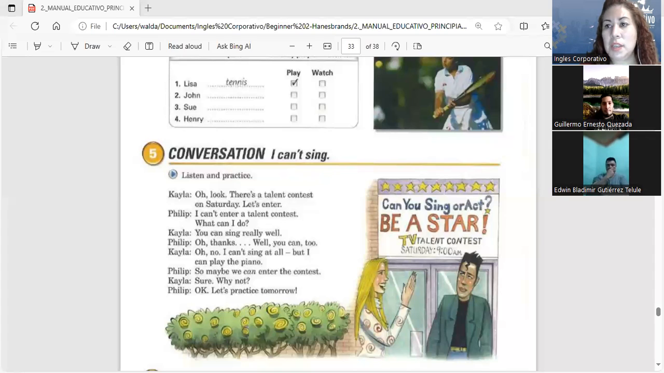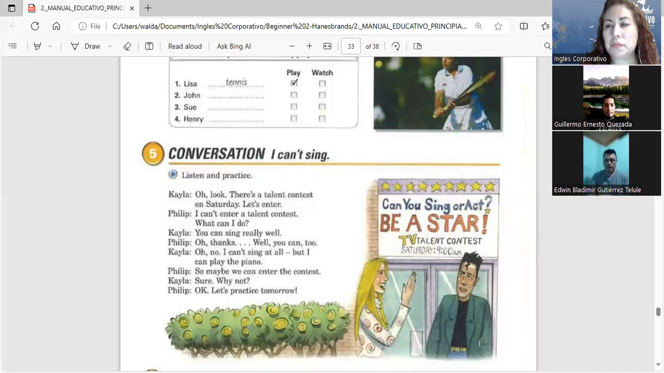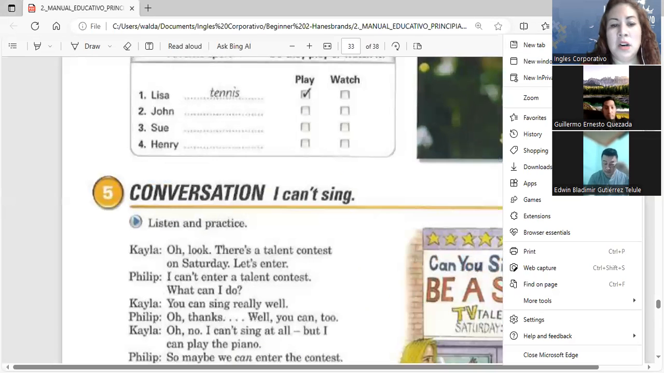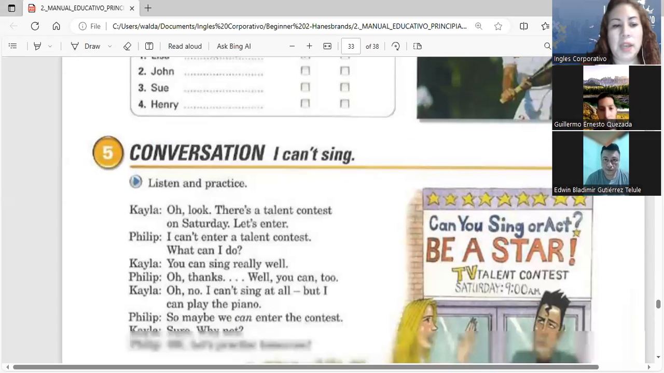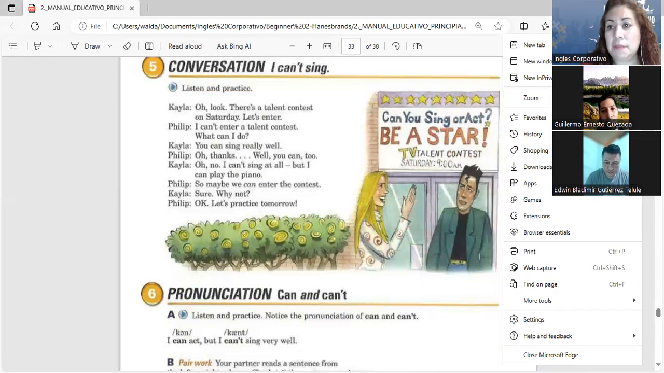Okay. Well, we're going to share this conversation. Can you tell me if you can see my screen? Yes, I see. You can see my screen now. I can. Okay. All right, so this is a conversation between Kayla and Philip, and they are talking about somebody's abilities or talents.